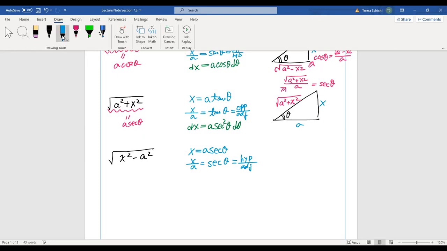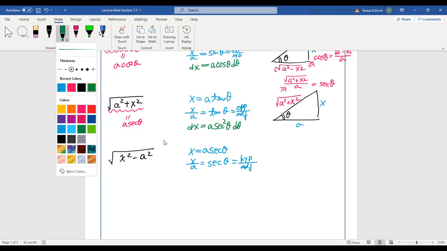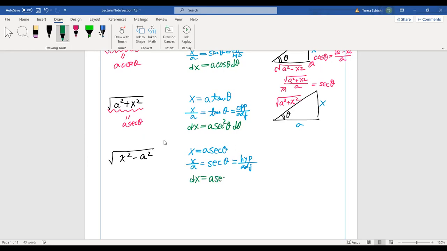Okay, now let's take a look at the derivative. So I know that dx is equal to a secant theta, the derivative will be secant theta tangent theta d theta, right? Okay, so now let's take a look at this triangle again. So this is a very helpful triangle, right? So here, this is the theta. All right, so let's color code that.